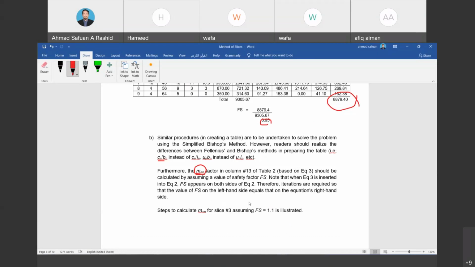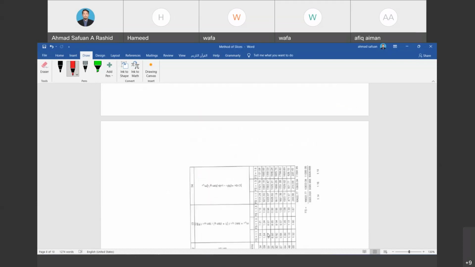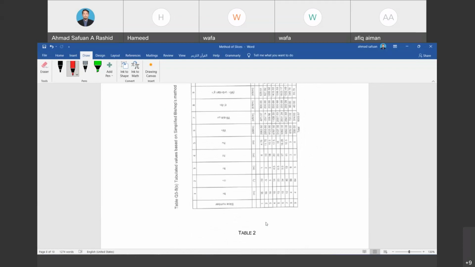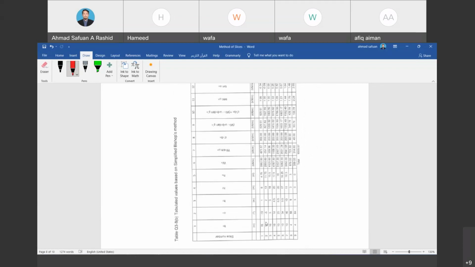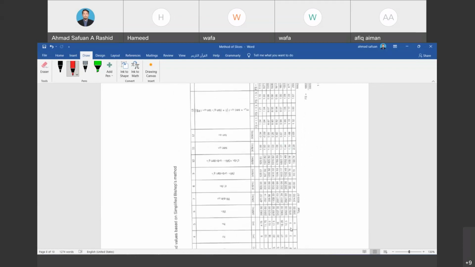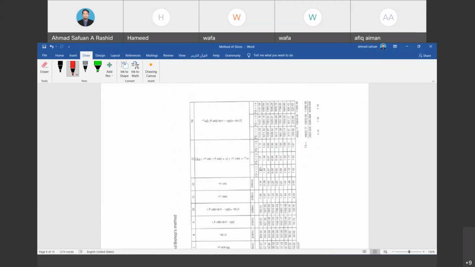So the step to calculate M alpha for slice number 3, assuming a factor of safety of 1.1, is illustrated. Dr. Kamarudin shows the calculations for slice number 3 by assuming a factor of safety equal to 1.1. We can see it's very time consuming and very tedious work. To begin with, we may start by assuming the factor of safety is equal to 1.1.